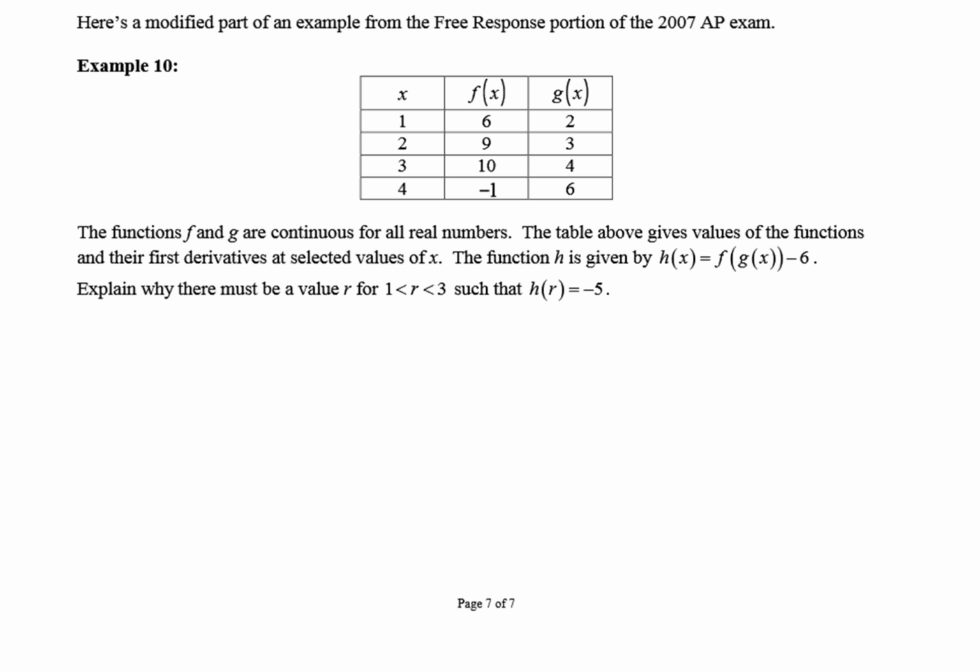And then here we have example 10. This is a modified part from the 2007 AP exam, which I took and passed with flying colors. All right. So here we have f and g. They're continuous for all the numbers. That's good. And h of x is a combination of those. So explain why there must be a value of r on 1 to 3, such that h of r is this. It doesn't say use the IVT. It just tells you this information. So you have to think back to this and say, oh yeah, the IVT.